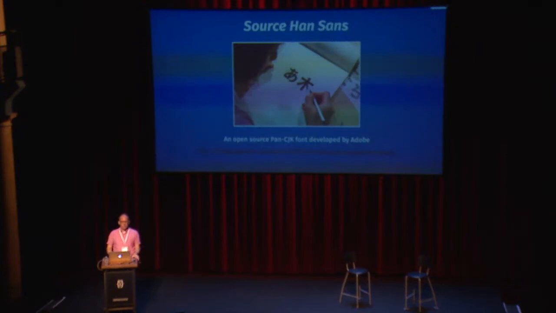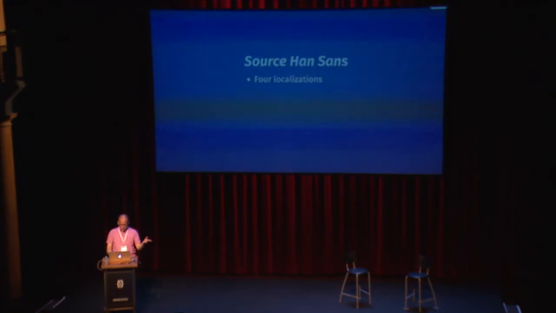So there's four localizations. There's Japanese, Korean, simplified Chinese, and traditional Chinese. There are seven weights. And this is kind of interesting because usually when you design for Latin, you have italics and bolds and condensed forms and expanded forms.